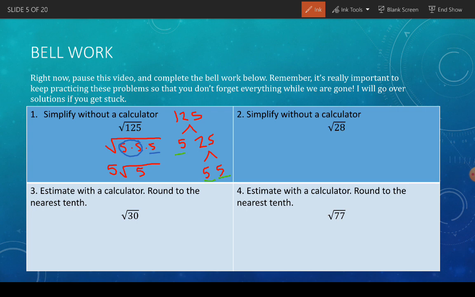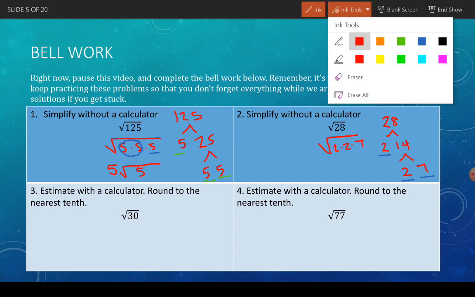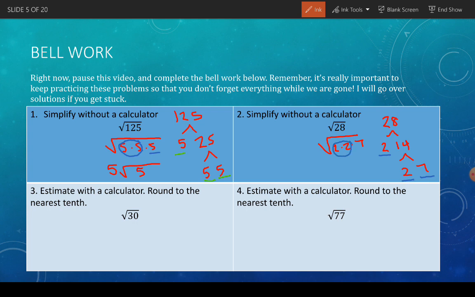We can make a factor tree for 28, and this breaks down into several options, but I chose 2 and 14, which breaks down into 2 and 7. Okay. We've gotten it down to our prime numbers here, so that's what we can replace 28 with here. So we'll have 2 times 2 times 7. We should go through and circle our pairs. Well, there's only one pair of 2s, and then there's one 7. So the pair of 2s comes out as one 2, and that 7 will stay underneath the radical by itself. And that's your answer. Number 3, estimate with a calculator, round to the nearest tenth.